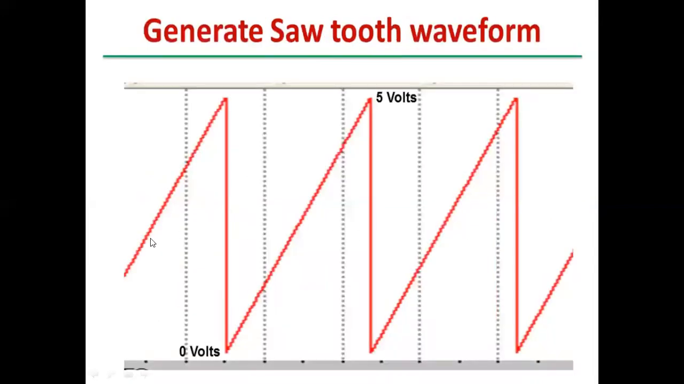So this is to generate the sawtooth waveform. You have to start from the initial value and increment the i value till the i value becomes maximum. When the i value becomes maximum, it will come back to the initial value. So you have to go on continuously.